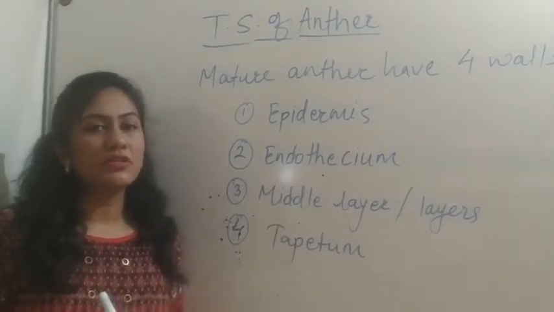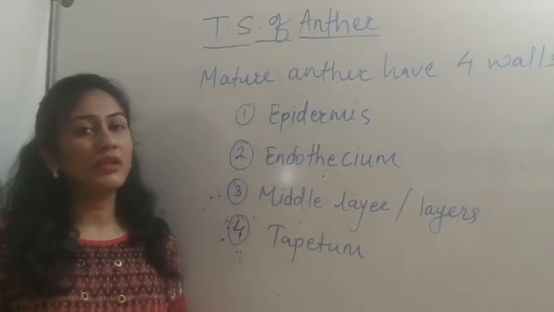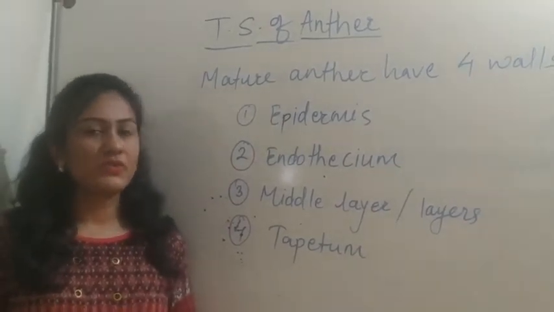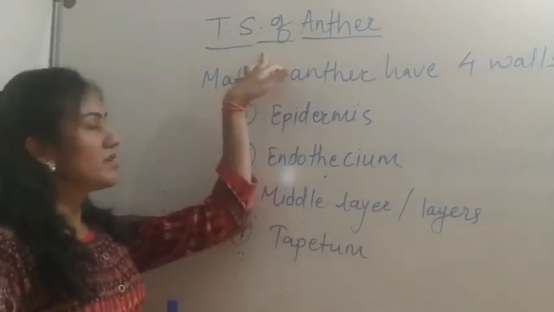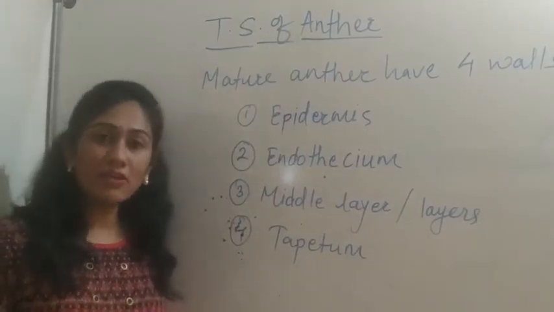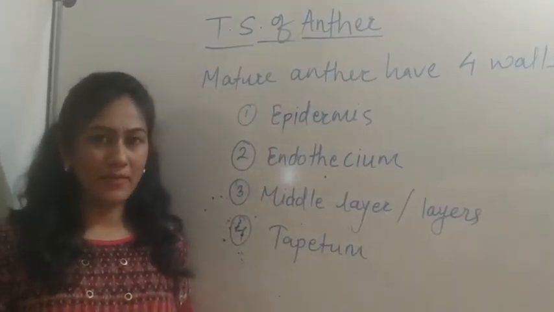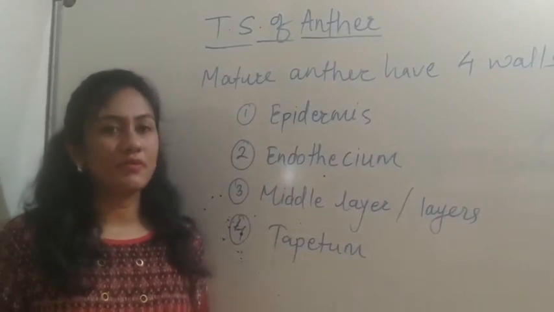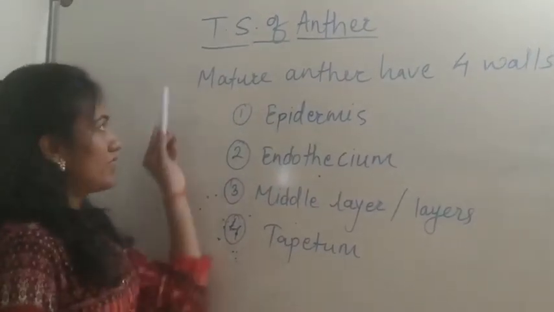This is our third video on chapter number 1, that is reproduction in lower and higher plants. In this video, our first topic is TS of anther, and the second topic is development of male gamete before pollination and after pollination. First we are moving towards TS of anther.